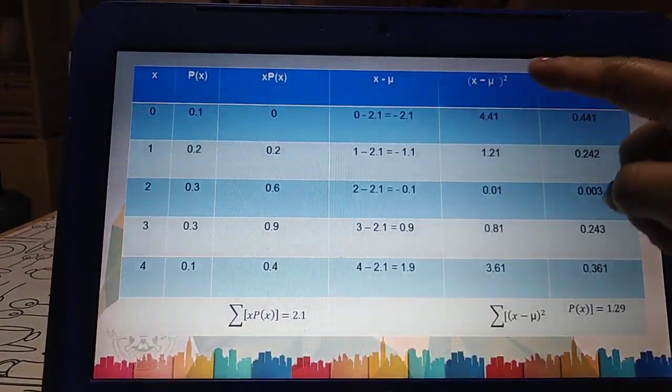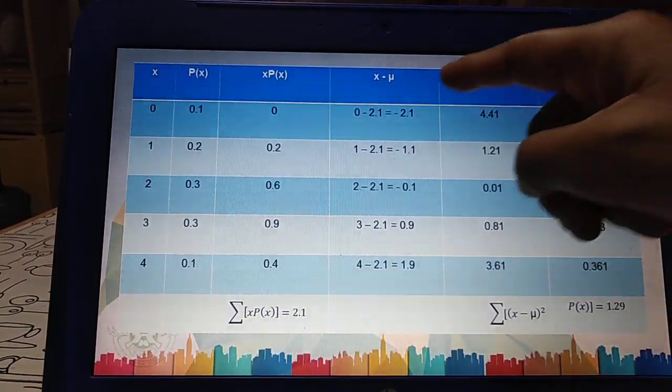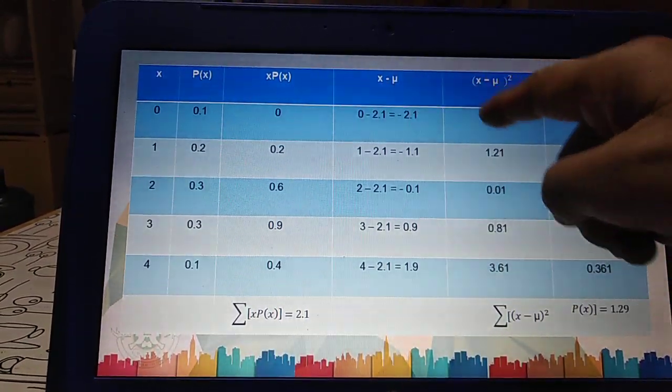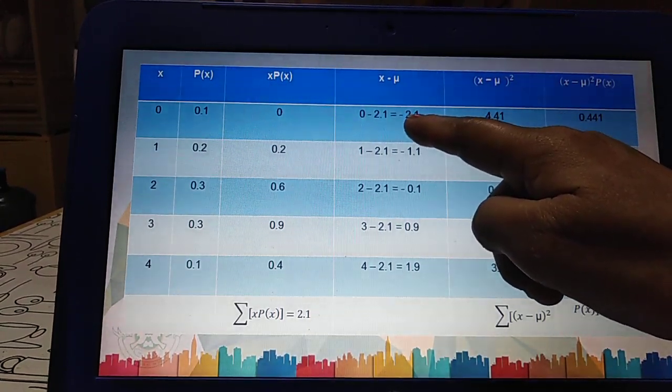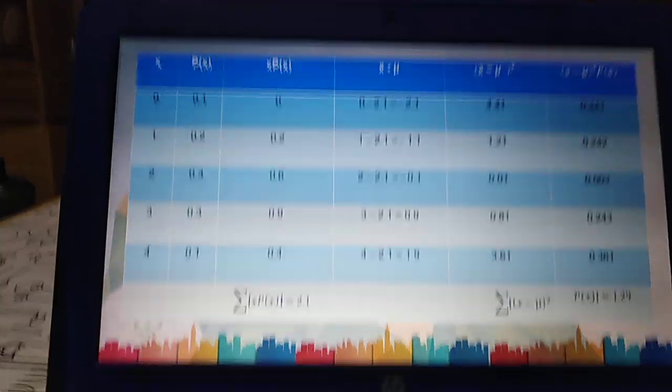In the fifth column, we now square the fourth column. So the square of negative 2.1, negative 2.1 times negative 2.1, is 4.41.